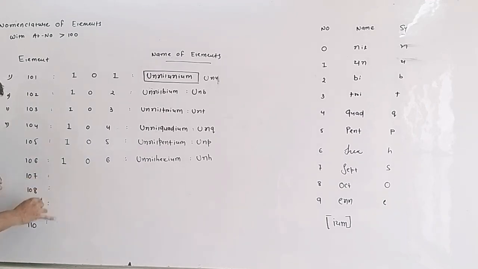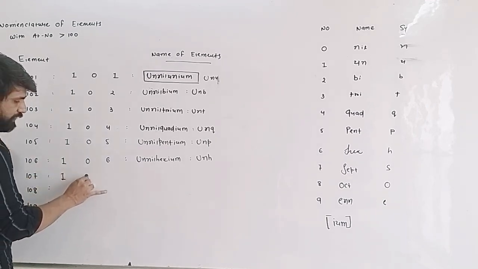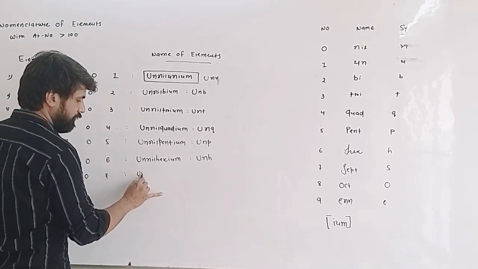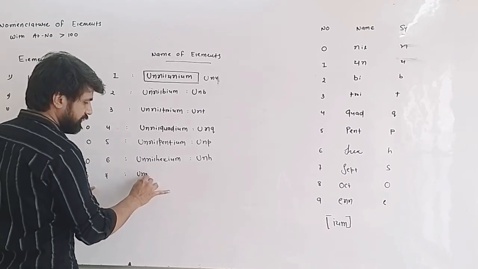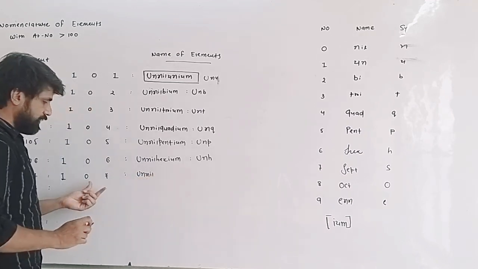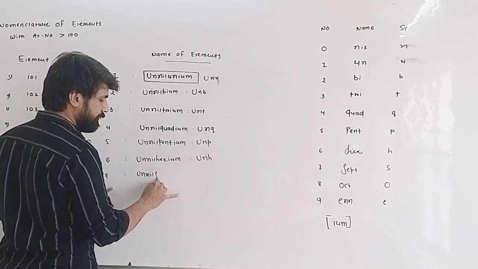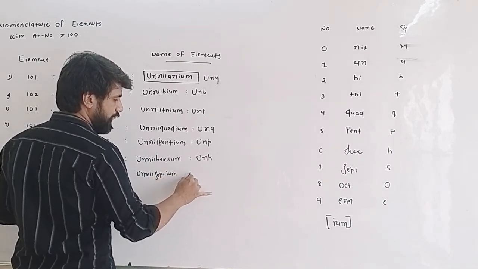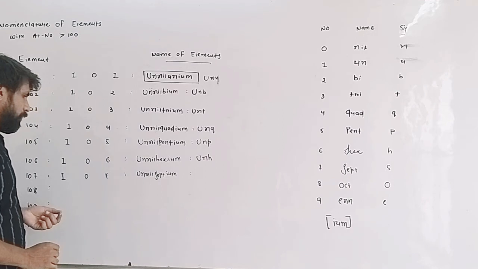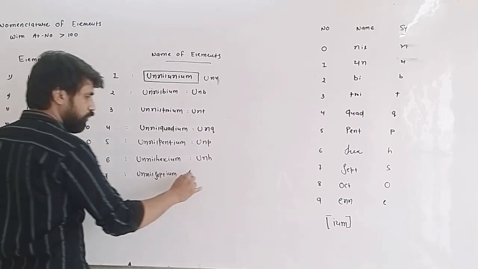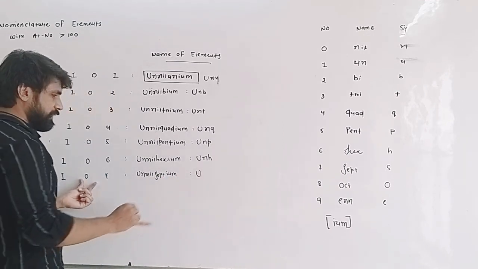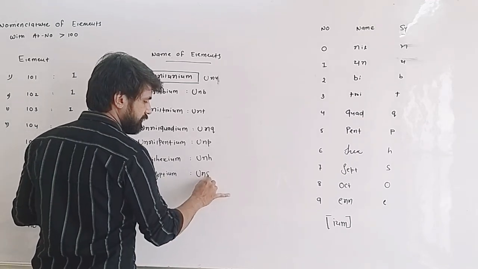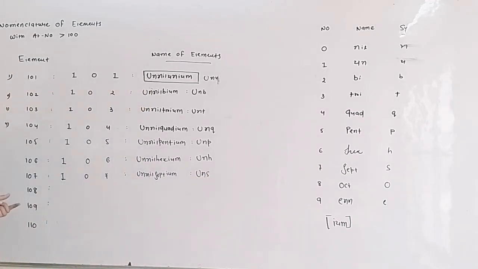107. Move towards 107. 1, 0, 7. So 1 means un. 0 means nil. 7 means sept, and ium. What is the symbol? 1 means U. 0 means nil means N. 7 means S. Okay?